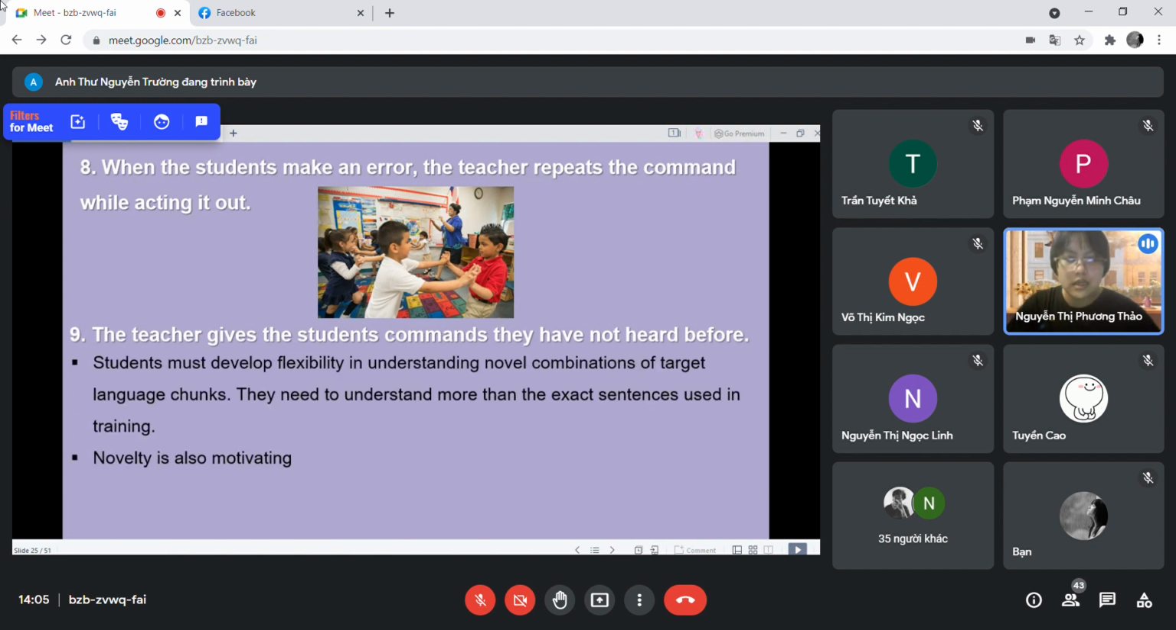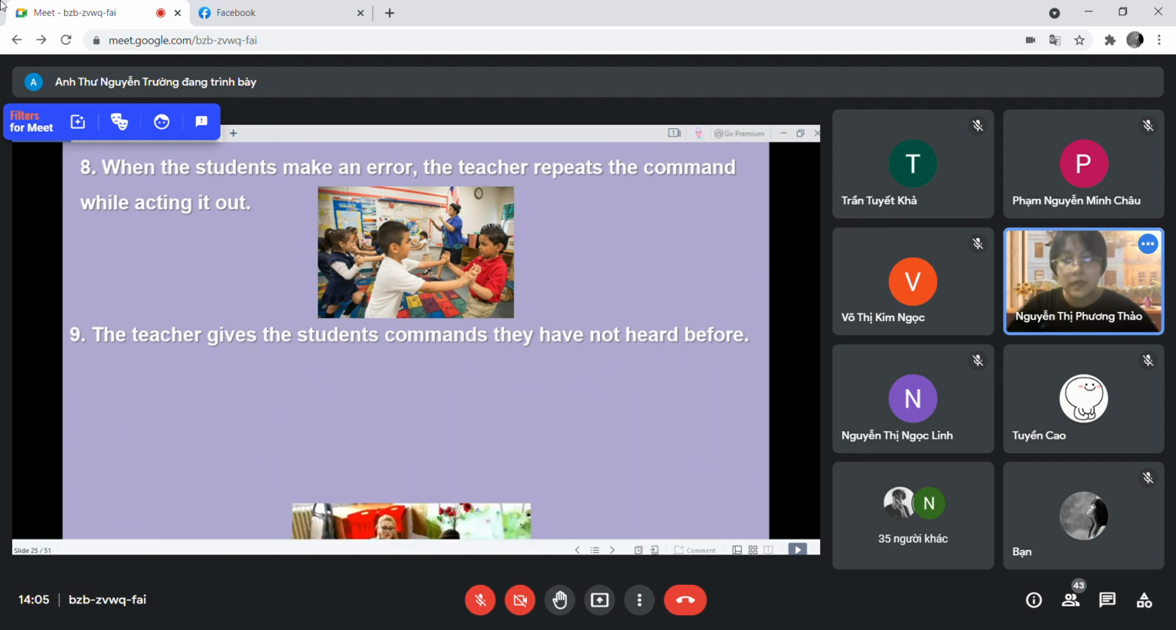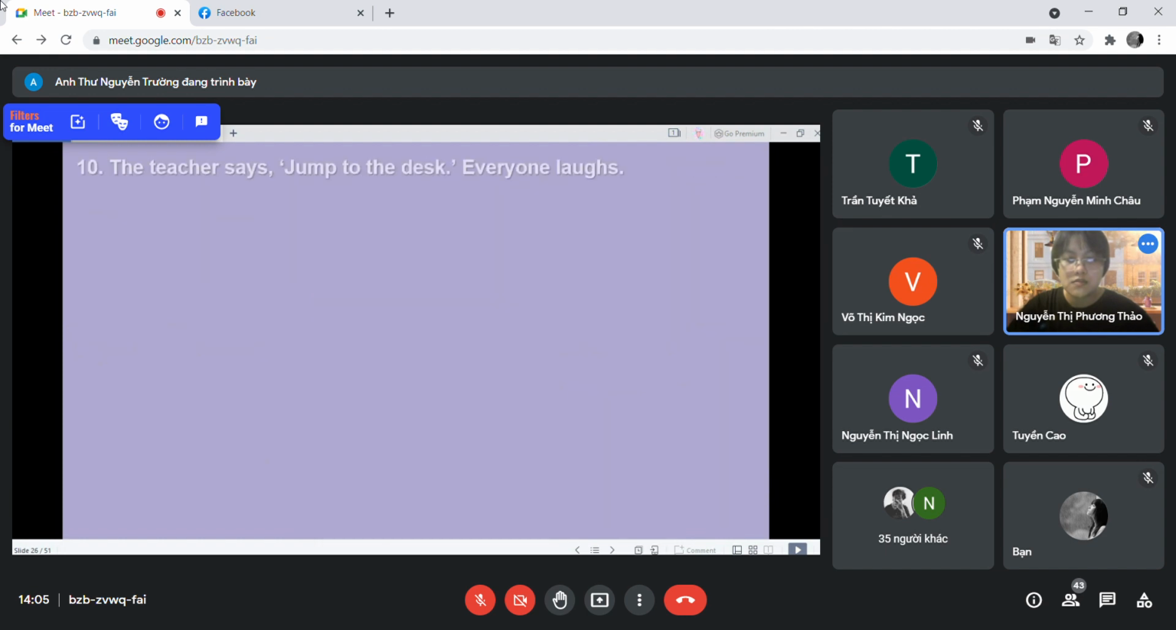The next one is the teacher gives the students commands they have not heard before. About the principle, the first one is students must develop flexibility in understanding novel combinations of the target language, and they need to understand more than the exact sentences used in training, and so novelty is also motivating.